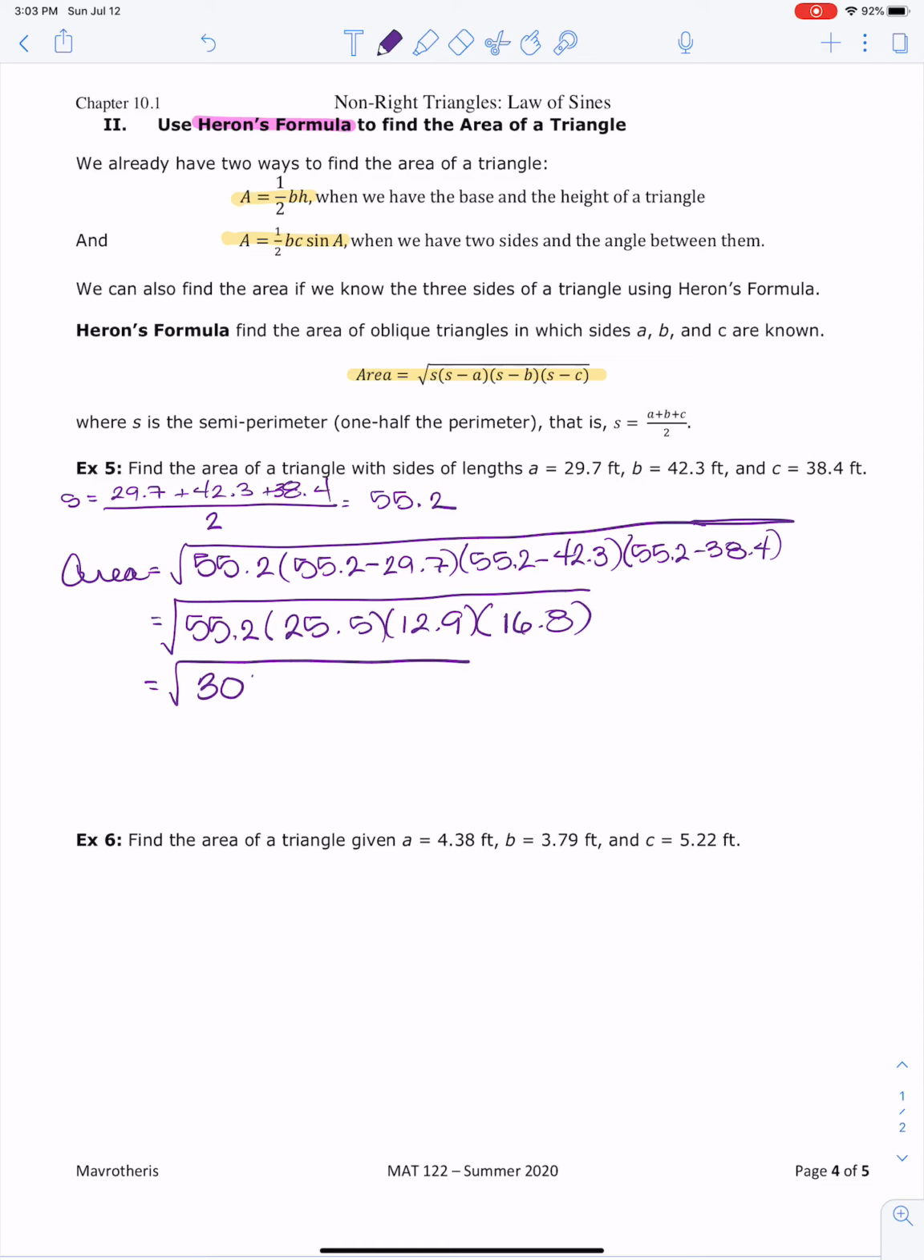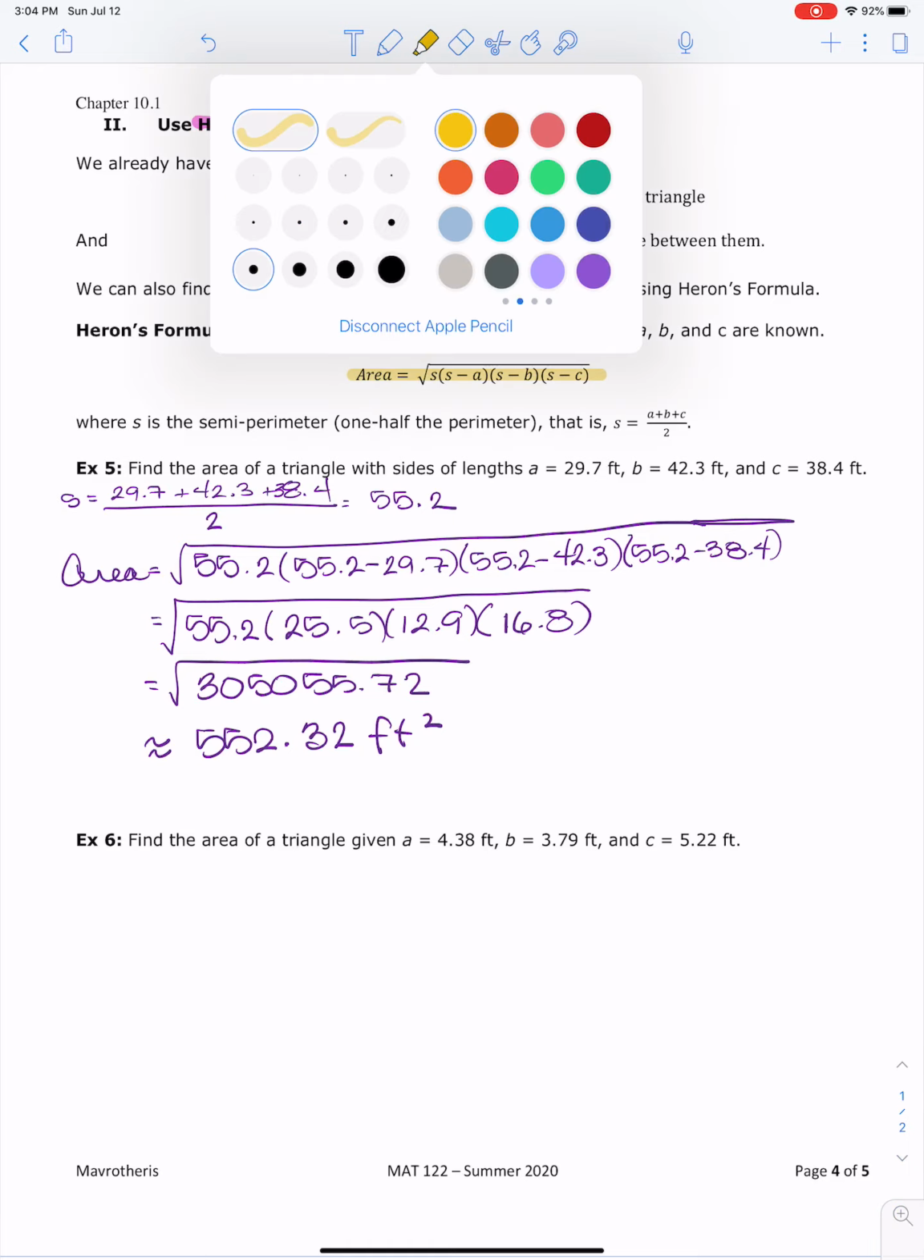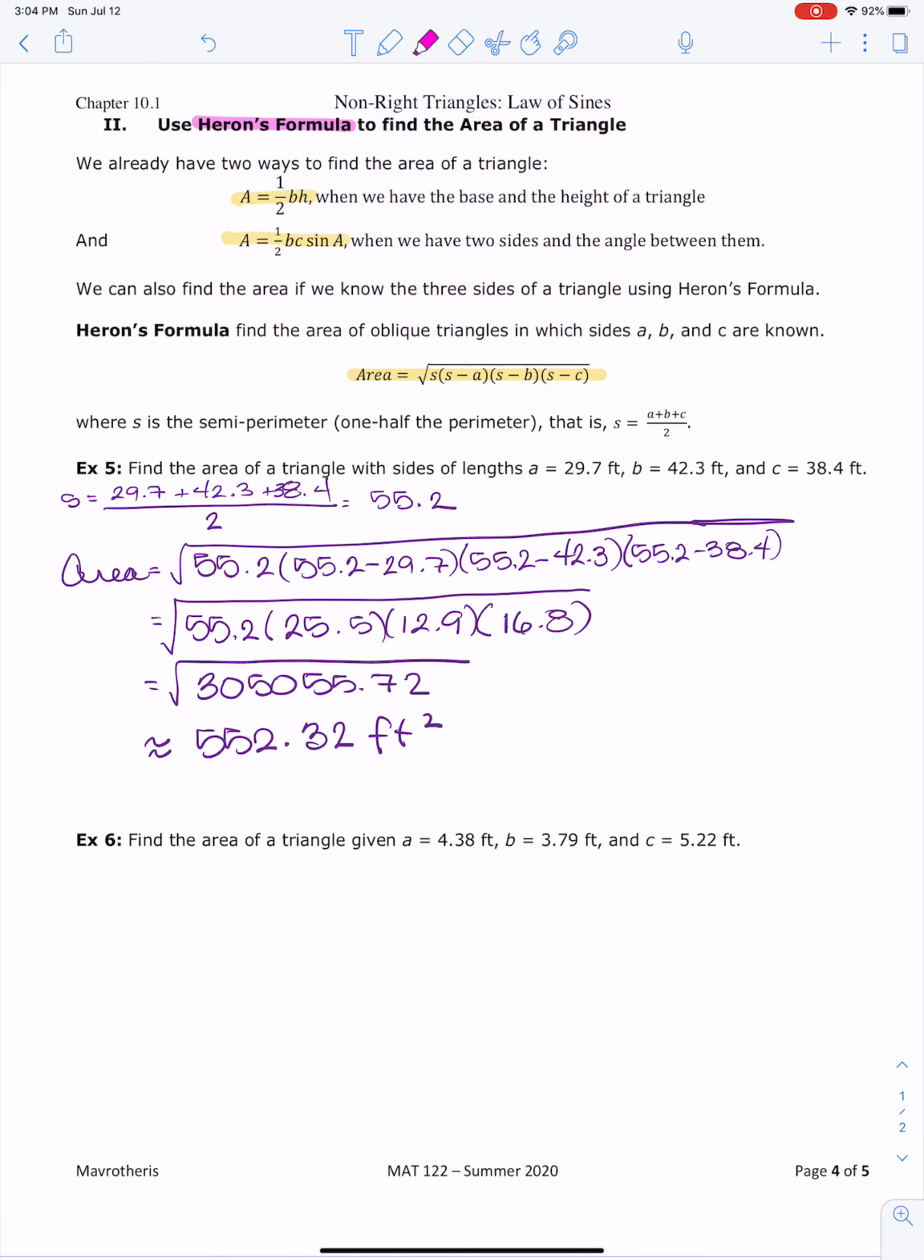So I get the square root of 305,055.72. So my area is 552.32 square feet, or feet squared. Notice here that I am going to take that to 2 decimal places, which is 1 place more precise than the values I started with. Maybe I can make a little box.